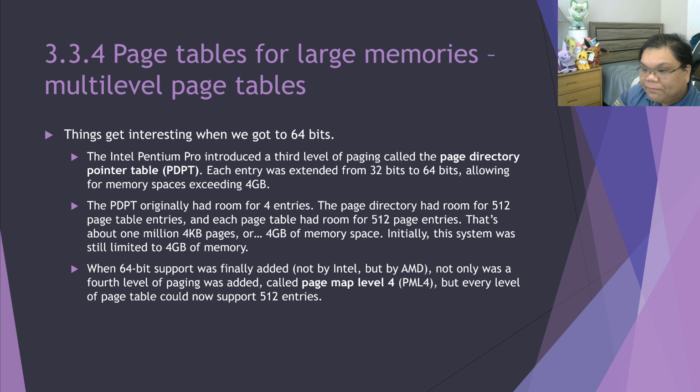So when 64-bit support was finally added, not by Intel but by AMD, we saw the introduction of a 4th level of paging. This is called page map level 4. We're just gonna call it PML4. But now, finally, every level of page table can now support 512 entries. So now we have 4 levels of page table.